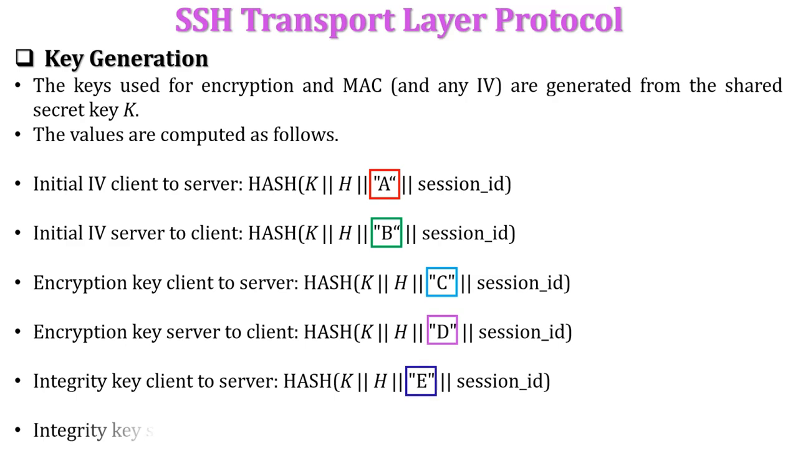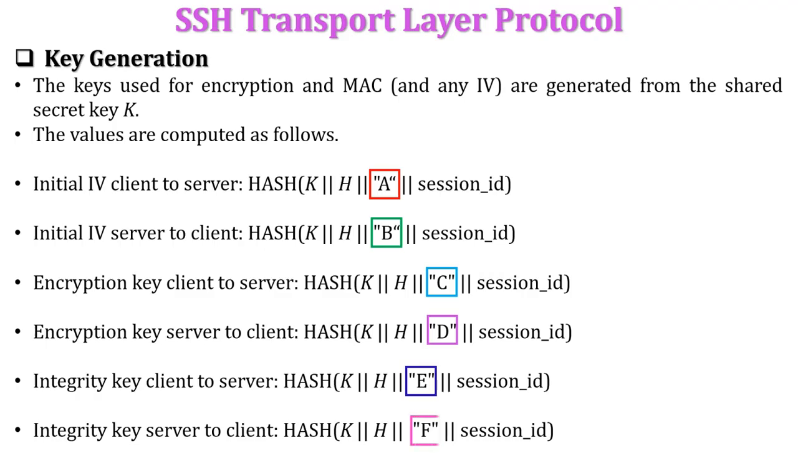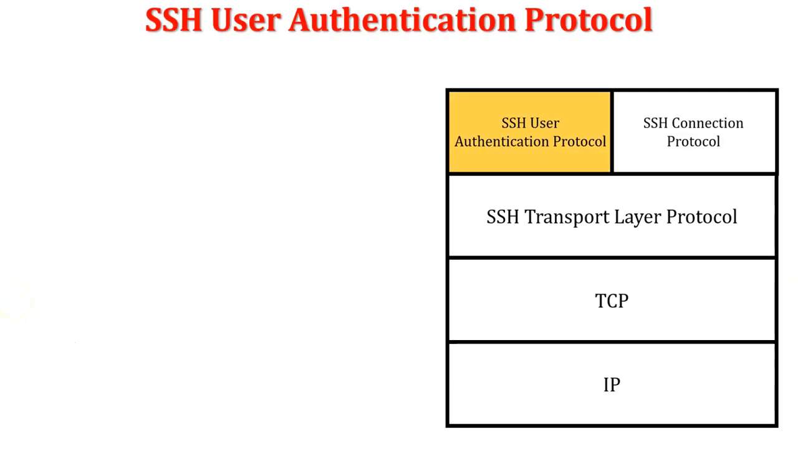And the last generated key is the integrity key from server to client. Here, value F is generated from the secret key K. So this is all about key generation for SSH Transport Layer Protocol. Next protocol is SSH User Authentication Protocol.